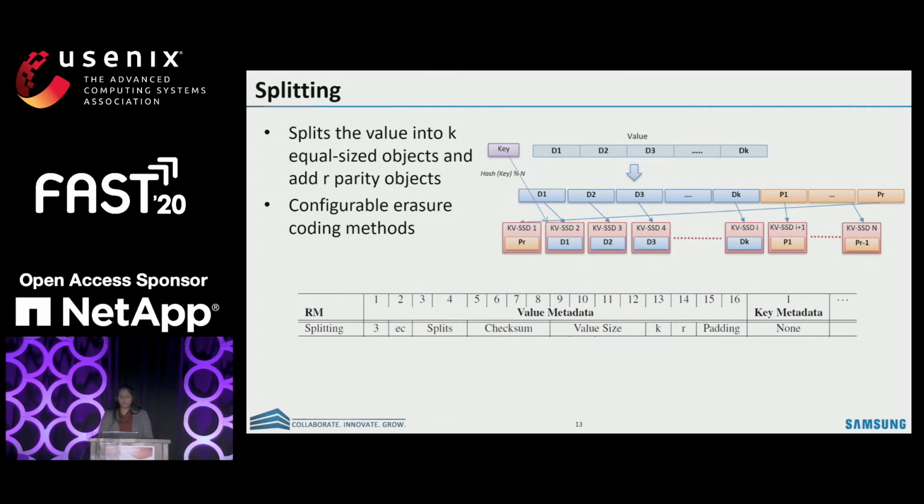So that's why, in addition to storing the EC implementation that was used as part of the metadata, we also store the actual value size. And for the actual parity calculation, zero padding will be done, but not actually stored in the device. We also store the K and R parameters. And sometimes, depending on the erasure coding implementation, they might also require some additional metadata to be stored, which will also be stored here.